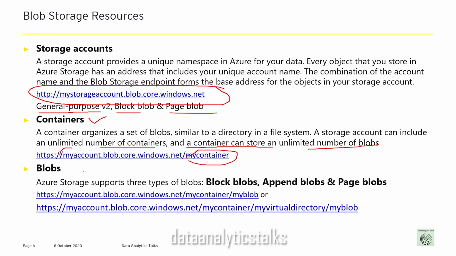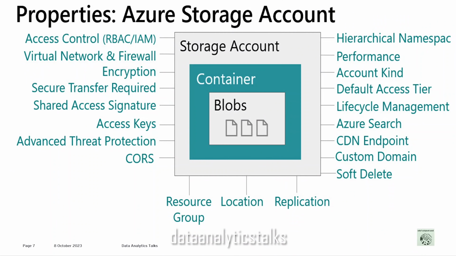Azure Storage supports three types of blobs: block blobs, append blobs, and page blobs. A blob also has a unique URL. It says myaccount.blob.core.windows.net/mycontainer/myblob. So we explained this in the last session.